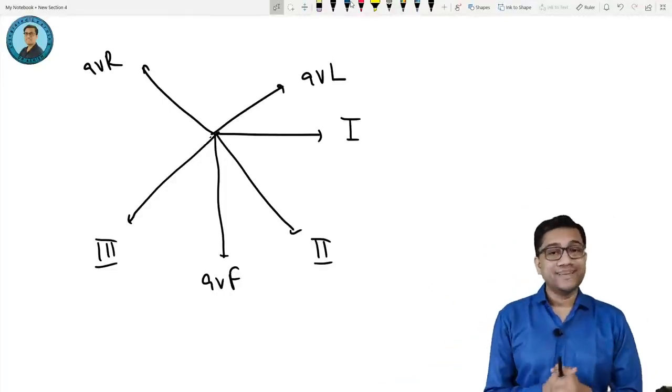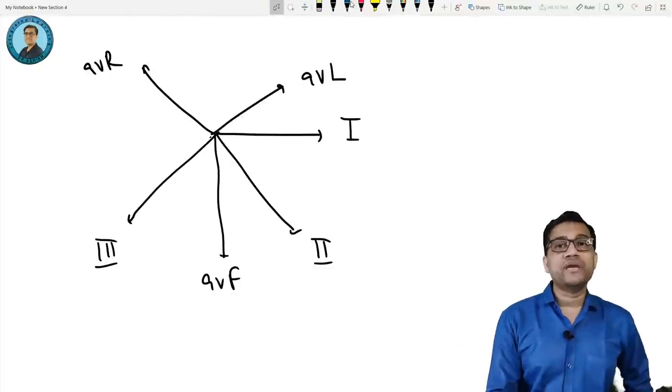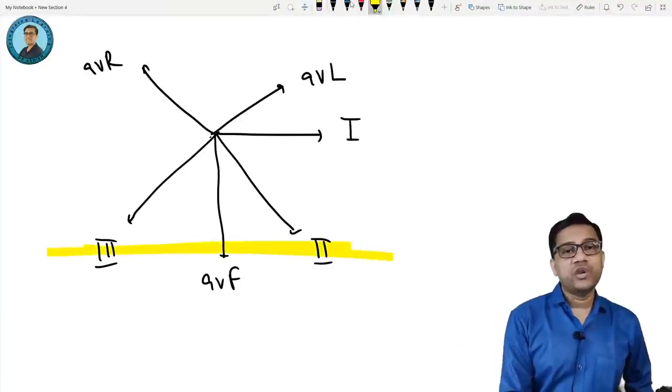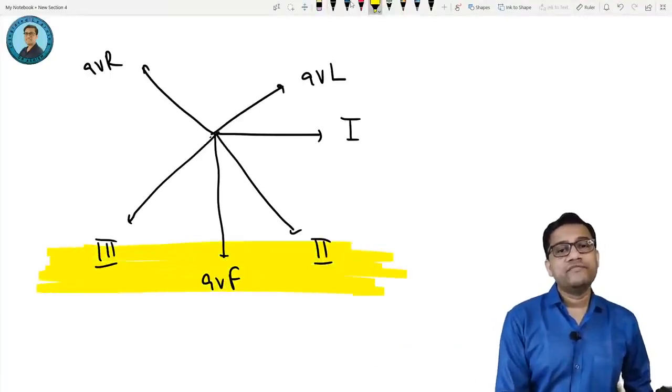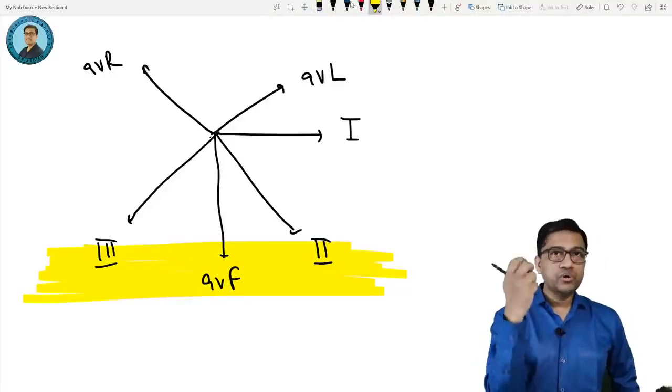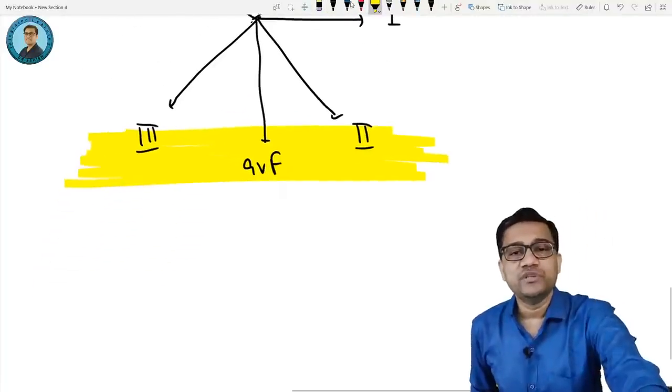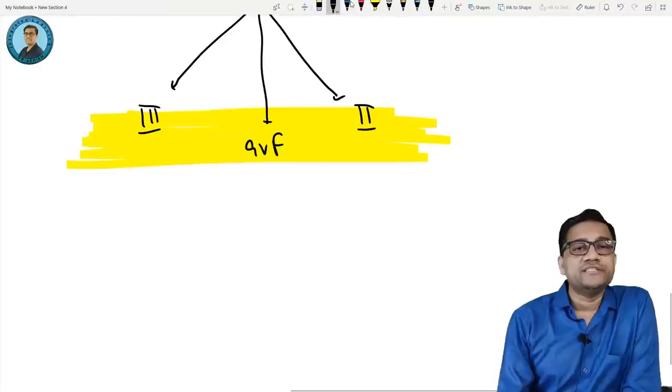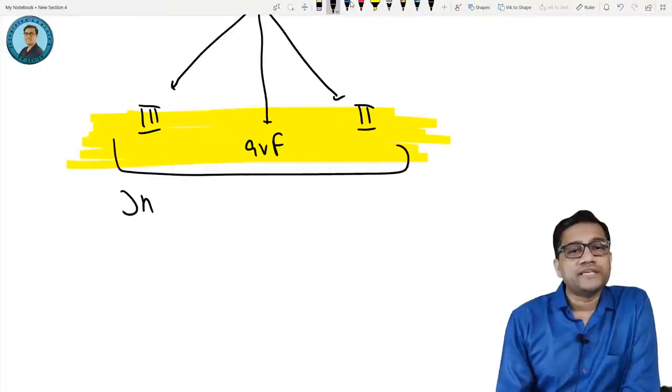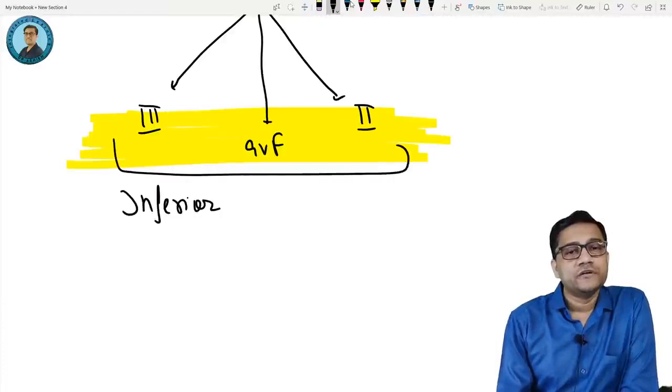So now question is, which leads are looking downwards? Which leads are looking at the bottom? Inferior part. The answer is 2, 3 and AVF. So they are called as which leads? These 3 are called as inferior leads.